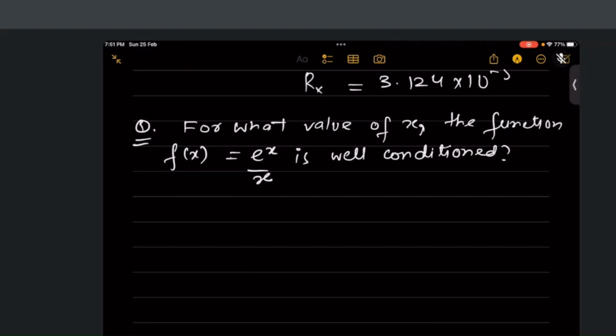So how will we do it? We have to find the condition number, that is x into f dash of x by f of x. Then we have to find it. So can anyone tell what conditioning is, what a condition number is, since we are doing a question on that topic?